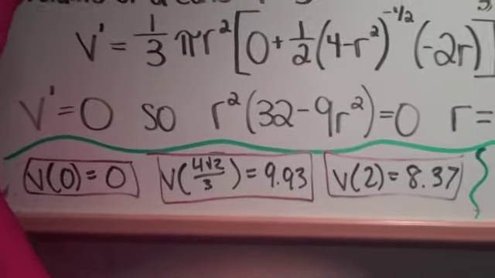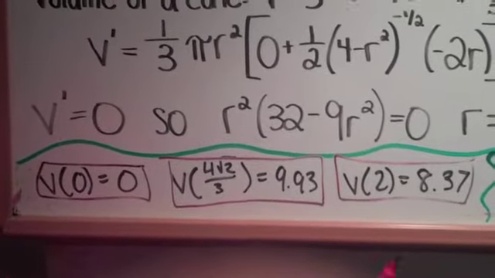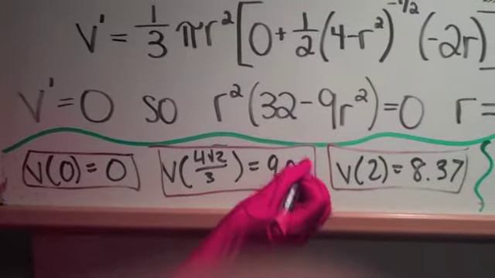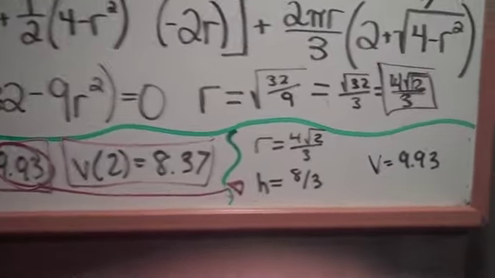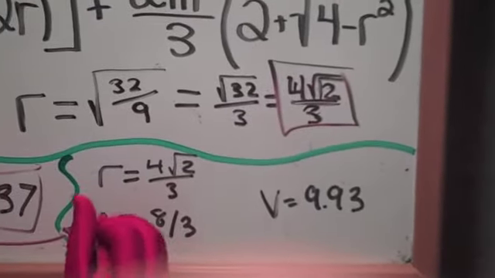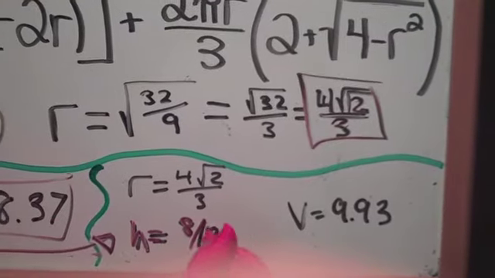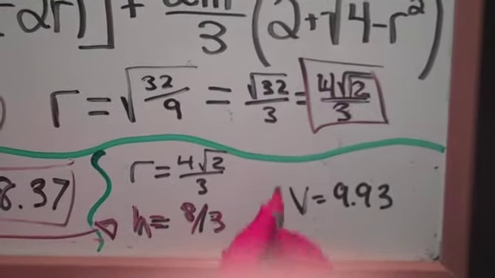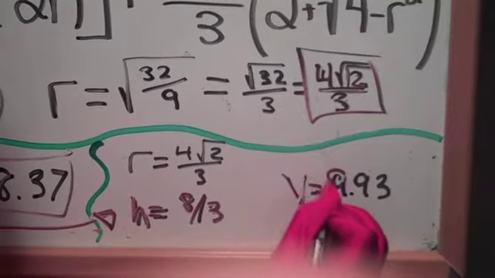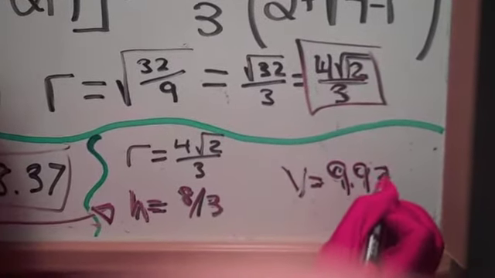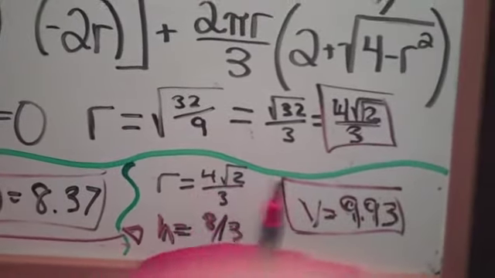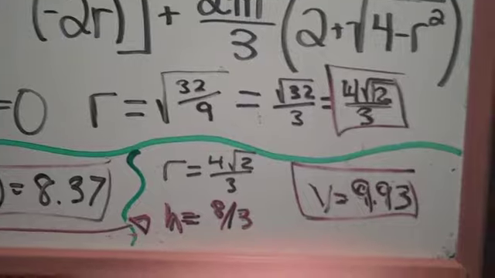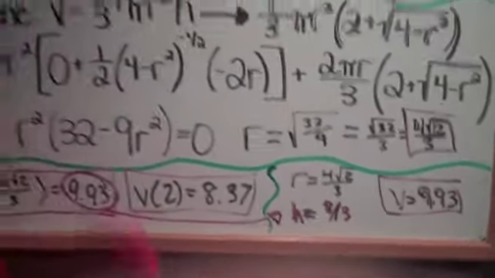It is evident that the correct value of r is 4 radical 2 over 3 because it yields the highest number, 9.93. Now plugging this value back into the equations yields h equals 8/3 and the total volume equaling 9.93. That is the greatest total volume of the inscribed cone. Hurrah!